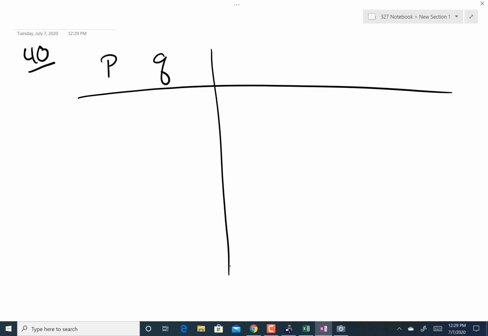We are going to do number 40, and I just want you to see what's going on here. We're going to build a truth table. So we need P and Q in our truth table. And then we're going to be asked questions about not P and not Q. So I'm going to go ahead and write them down. Okay, we're going to get those while we're here.